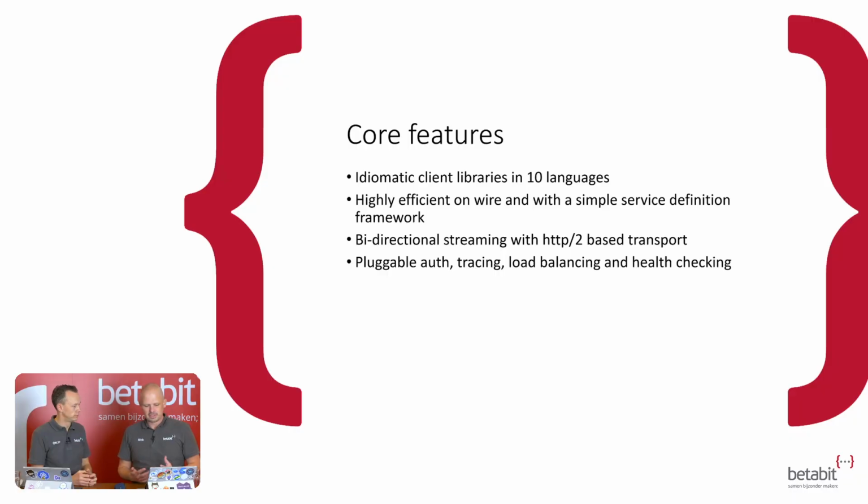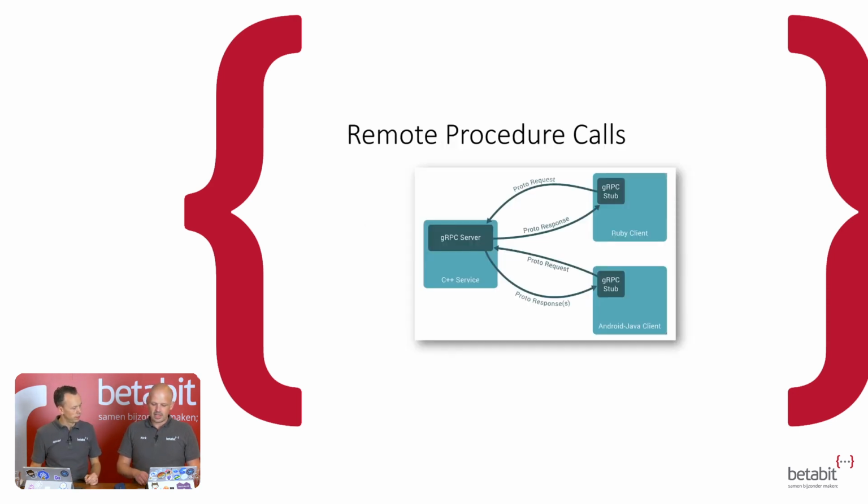Add it. So core features: you have an idiomatic client library in 10 languages currently. As I said, it has bidirectional streaming support with HTTP/2. And it's highly efficient on the wire because of the protocol buffers and the small overhead that we have right there. So in the end, as you can see here, we could have a C++ service, which is a gRPC server, which also accommodates a Ruby client or an Android Java client, all talking to each other because in the end they talk protocol buffers and gRPC, and it doesn't matter which language it's written in.